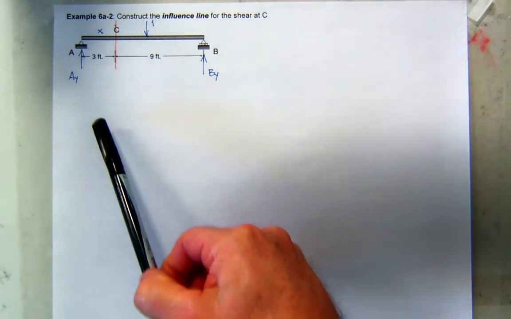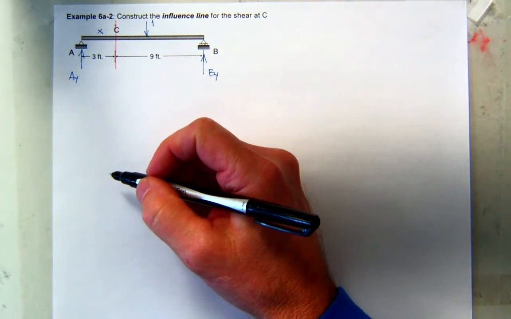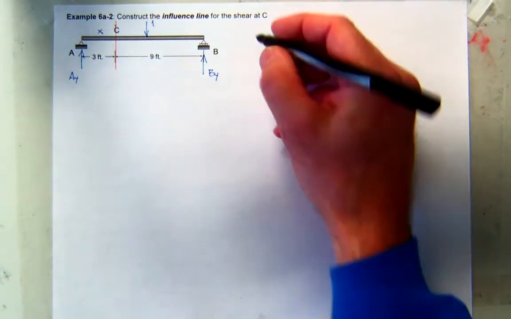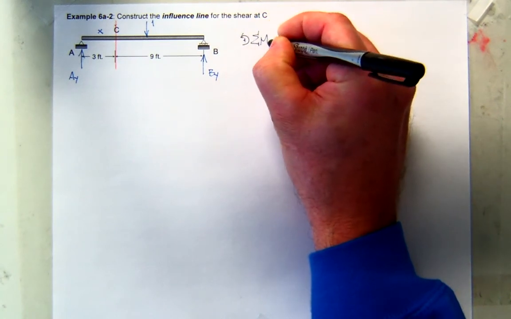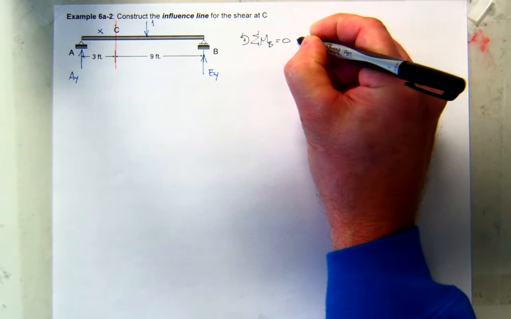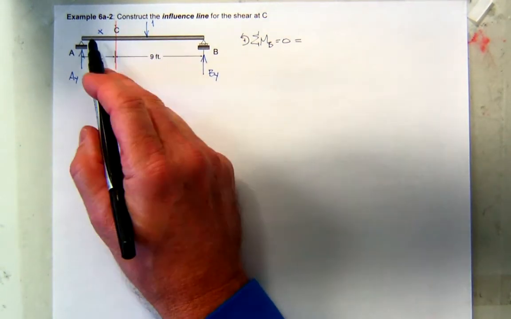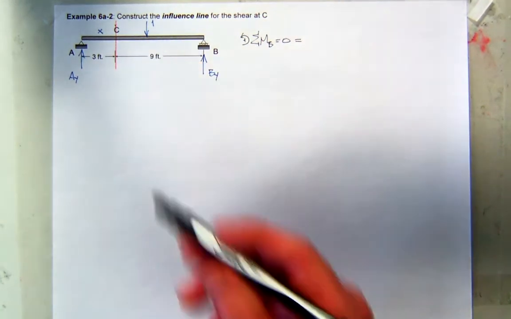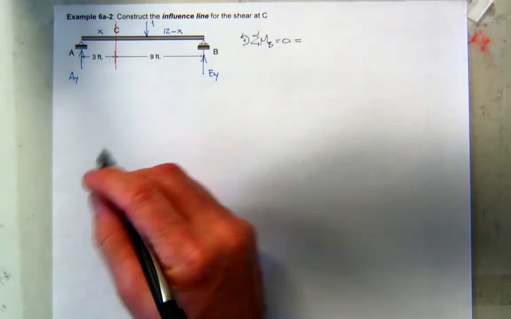So let's find AY first. How do I normally find AY for any kind of load? Sum moments about B. So let's do that. Let's sum moments about B, and let's say it's in equilibrium. If this one is measured X from the left, then what is this distance here? 12 minus X. We've done that before, right, when we cut a structure and we're looking at shear force and bending moment functions.